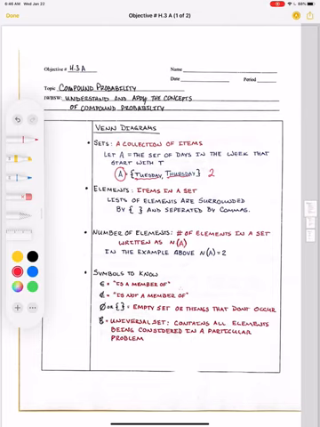Another word for items in a set is elements. Elements are like Tuesday and Thursday, just the items that are included within a set. A list of elements is surrounded by little brackets and separated by commas.